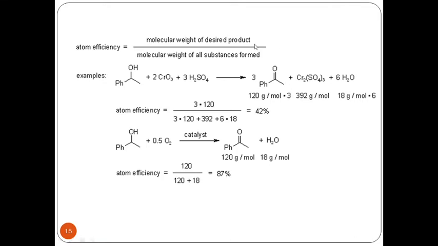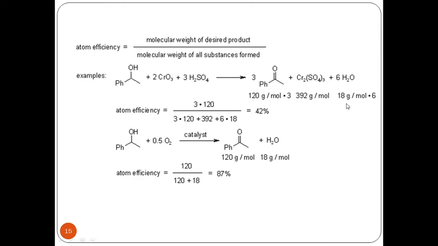Now if we calculate the molecular weight of benzaldehyde, it is 120 gram per mole, chromium sulfate 392 gram per mole and water 18 gram per mole. We can observe that it is 3 moles, so 3 into 120 we are going to do, and 6 into 18. So what is atom efficiency? Molecular weight of the desired product. What is my desired product? Desired product is benzaldehyde. How many moles have I got? 3 into 120, divided by molecular weight of all the substances formed. So 3 into 120 plus 392 plus 6 into 18.